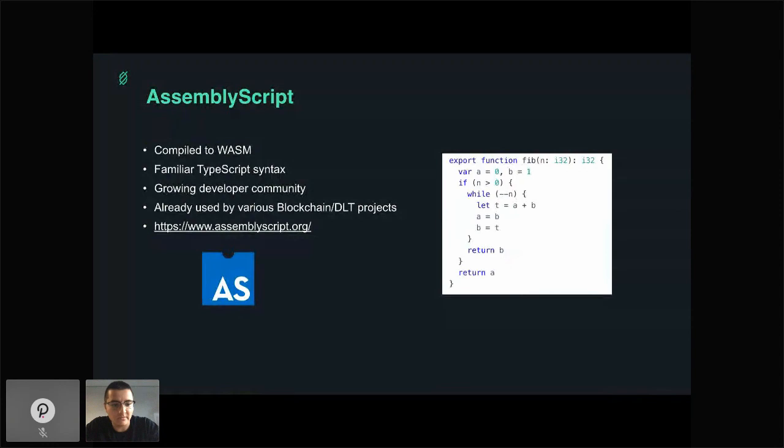Another reason is that AssemblyScript has a growing developer community. Although it's not a mature language yet, it's in the process of becoming one. And the last reason was that there are already various blockchain and DOT projects which are using the language, so this was beneficial as well.